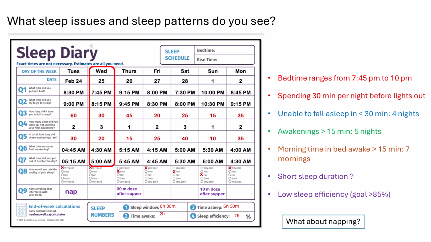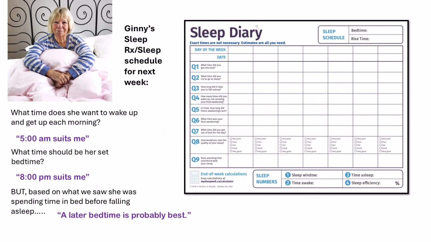So we're talking to Ginny a little bit more, and she wants to set herself her own sleep prescription or her sleep schedule for next week. What time does she want to wake up? Well, she still wants to get up early. And again, maybe Ginny has to get off to work. So 5 a.m. is a good time for her. But when we look at what time she wants to go to bed, 8 p.m. suits me, is what she says.